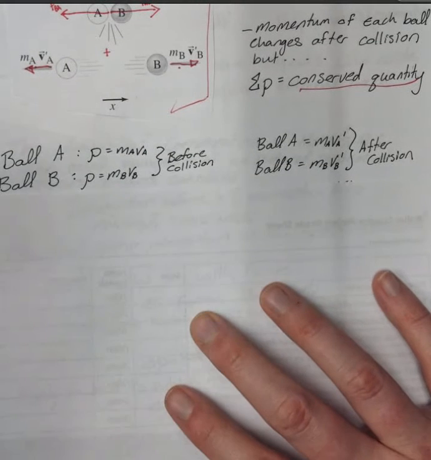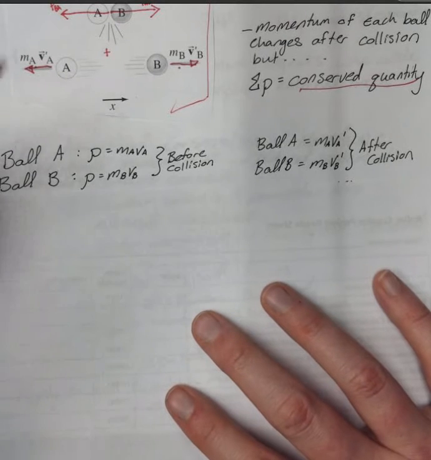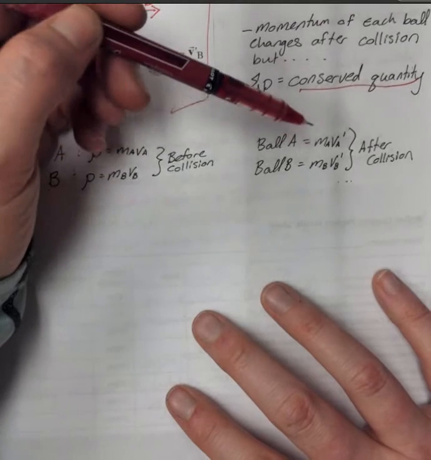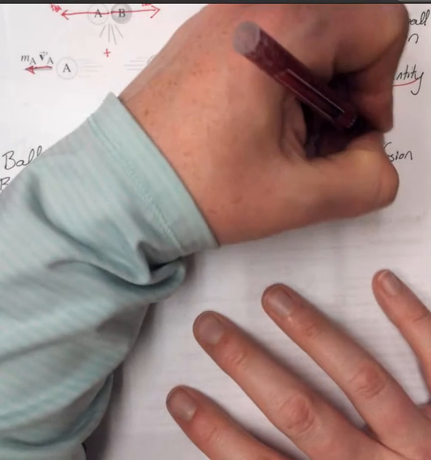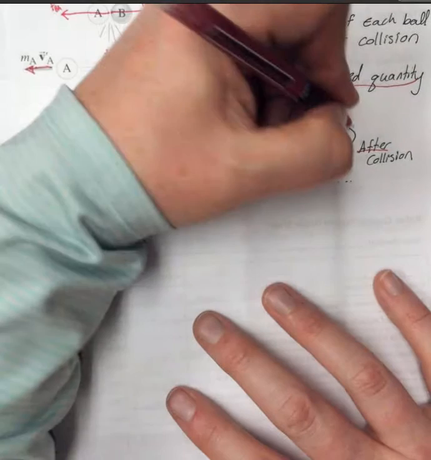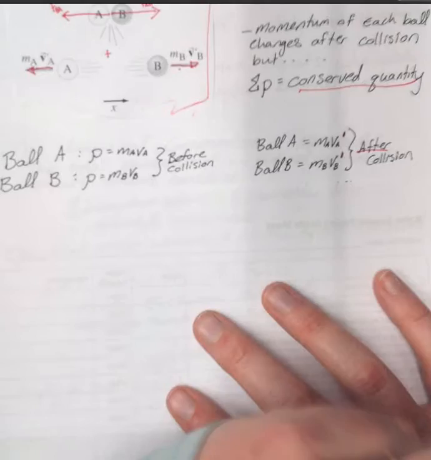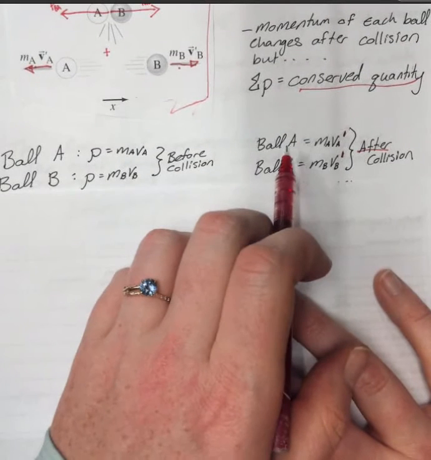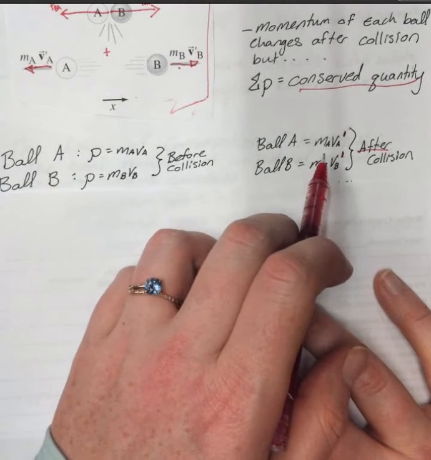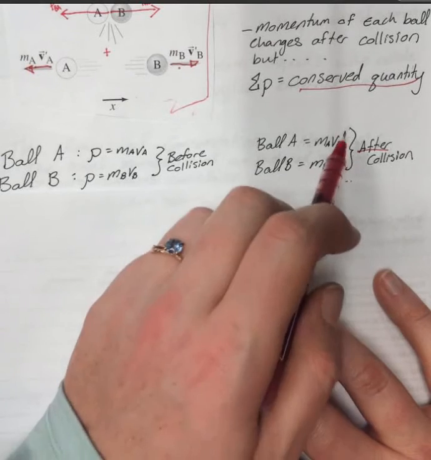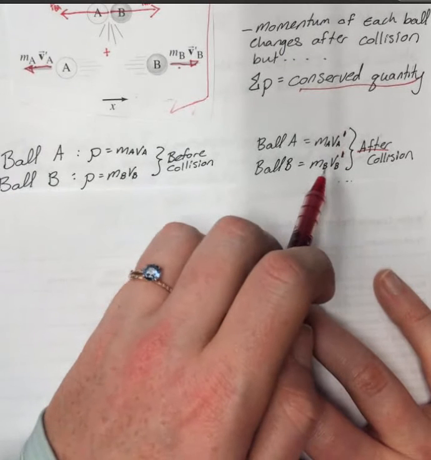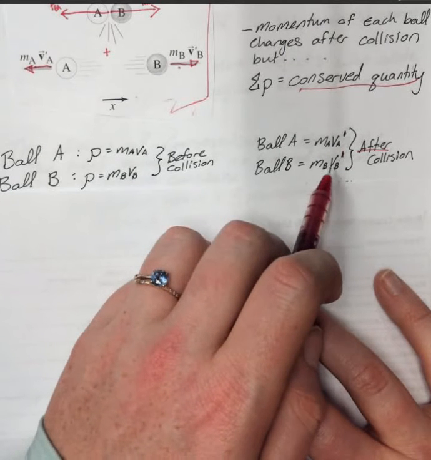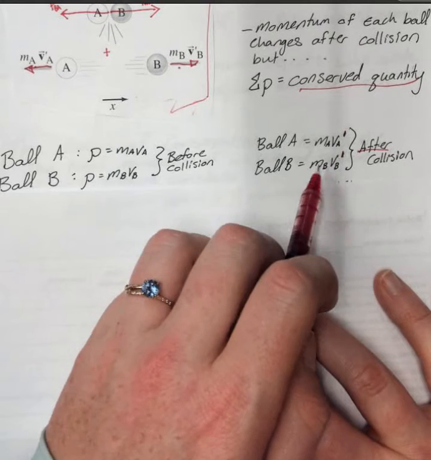For after the collision, the only thing that's potentially changed, as long as chunks of balls haven't flown anywhere, is the velocity of both ball A and B. We represent the fact that these are after velocities by using this prime here. So after the collision, the momentum of ball A is the mass of ball A times the velocity of ball A after the collision, MAVA prime. And the momentum of ball B is the mass of ball B times the velocity of ball B after the collision, MBVB prime.